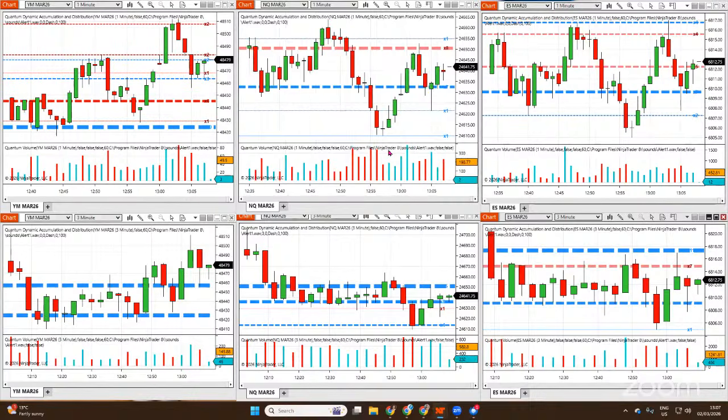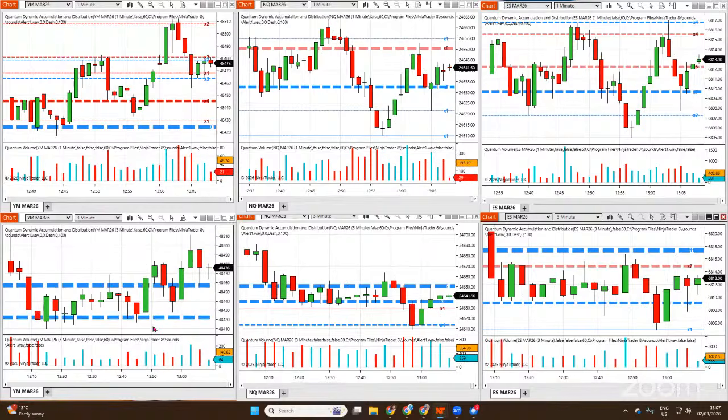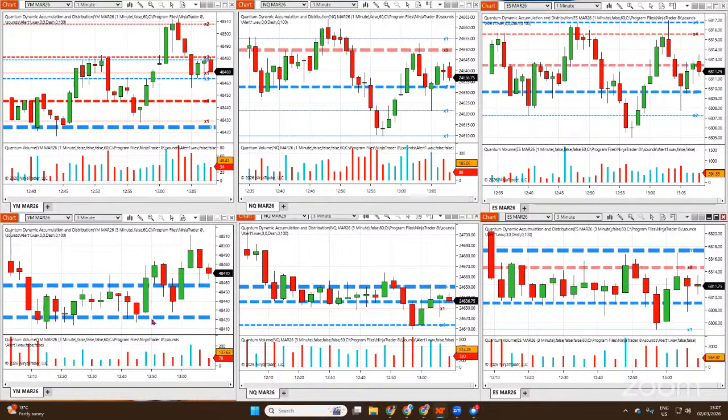And what we have here is the three indices. We've got the YM, the NQ, and the ES on the top line. That's on 1 minute. And then on the bottom line, we've got the same three indices on 3 minute. And I've only got one indicator on here, and that's the accumulation and distribution indicator. What that does, as you can see in all these cases, is it automatically displays support and resistance for you. And the way it does that is by the thickness of the line. In other words, very simple, very intuitive. The thicker the line, the stronger is that level of either resistance or support.